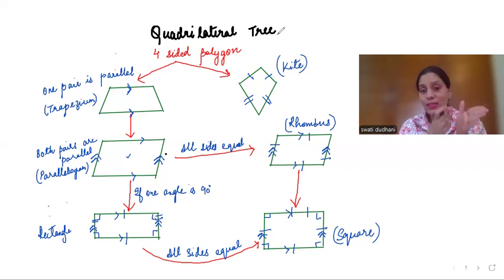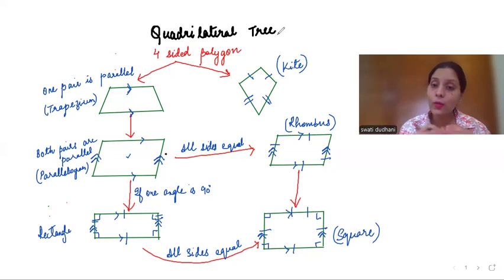So you can see this is a tree. I will again repeat. A quadrilateral is a trapezium when? If you prove one pair is parallel. Now, if in a trapezium you prove both the sides are parallel, it becomes a parallelogram. Now, a parallelogram can be made into a rhombus as well as a rectangle. For it to be a rhombus, you need to prove all sides equal in a parallelogram. Then it becomes a rhombus.